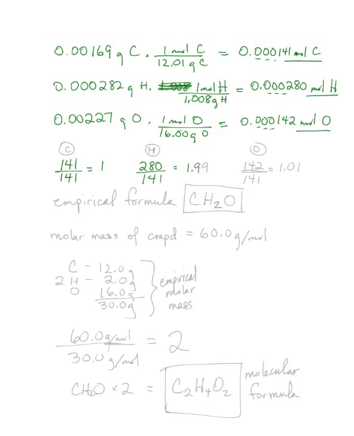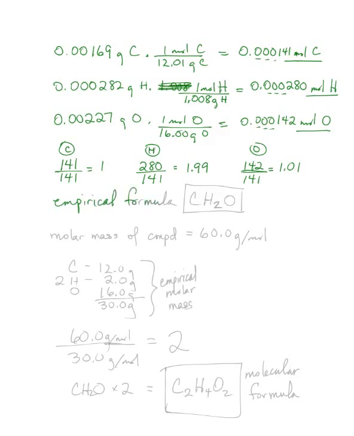But this will work. So 142 divided by 141. What am I doing here? I am dividing all three of them by the smallest number. And this is my number for carbon. This is for hydrogen. This is for oxygen. 141 was the smallest of my three numbers. Actually, it was 0.000141, but we dropped all those zeros out because they're all the same, and they would cancel top and bottom anyway. So my empirical formula is now determined, right?